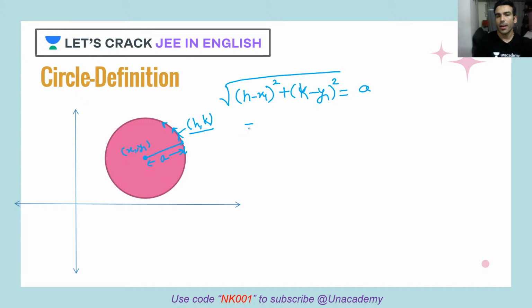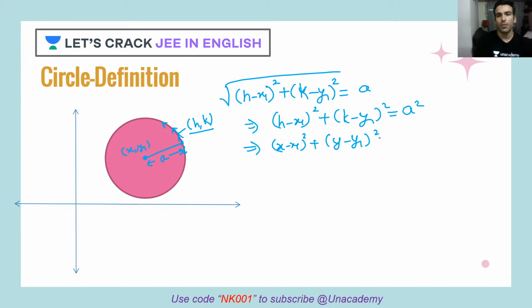A, correct? I can square both the sides. What do I get? I get this, correct? Now what was our fourth step? Replace h and k by x and y respectively. So this is (x minus x1) whole square plus (y minus y1) whole square is equal to a square, correct? Now, this is the equation or locus of this point, or equation of circle.